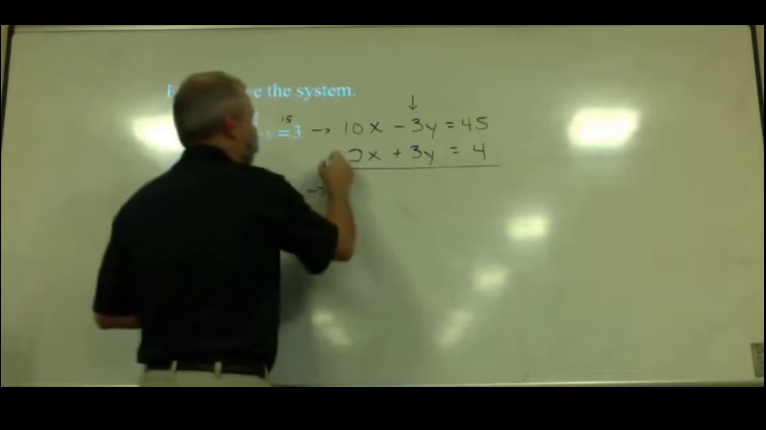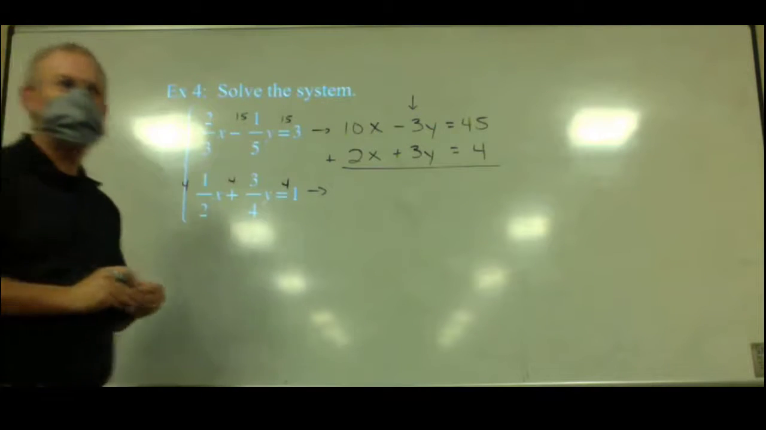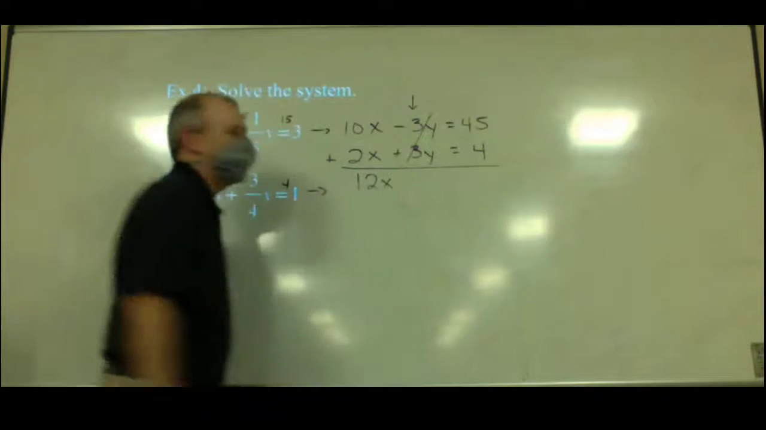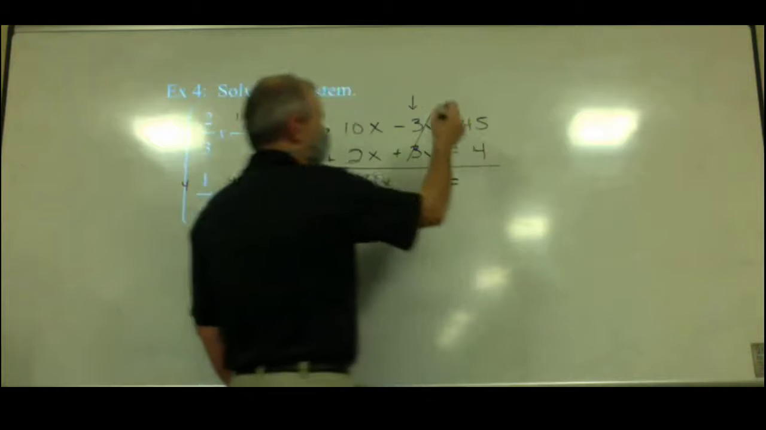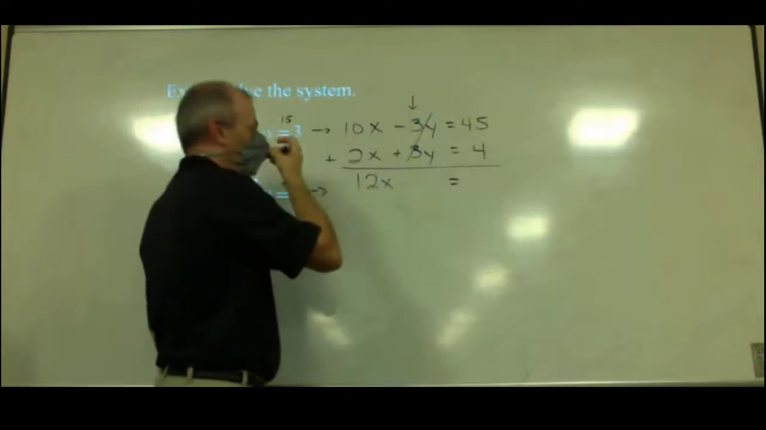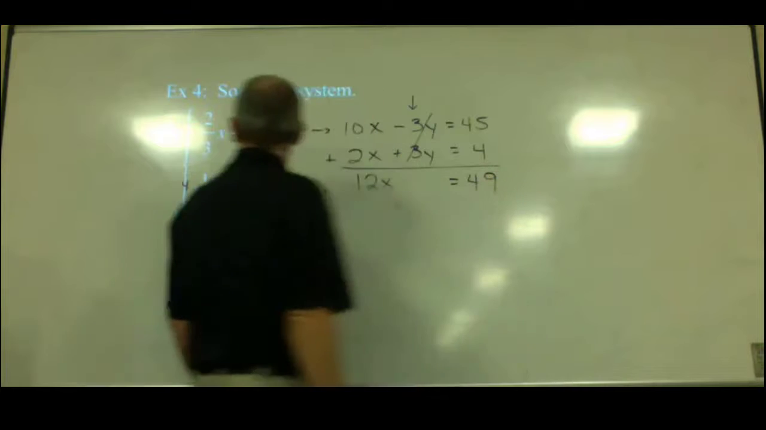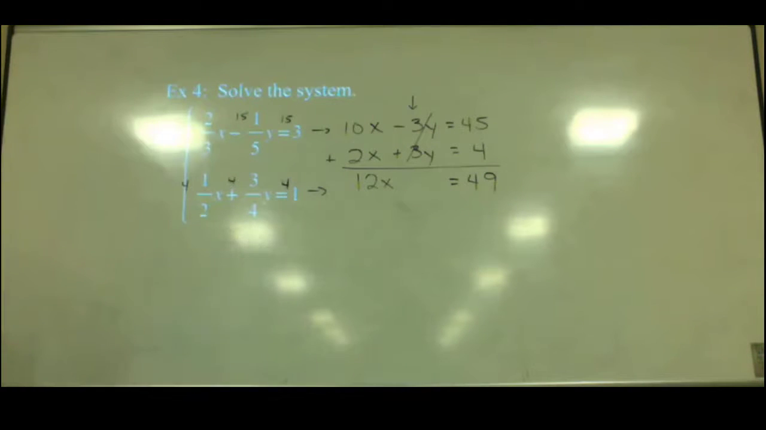So we're going to add these together. What do we get when we add the 10x and the 2x? 12x. We said those are opposites. They're going to cancel to be 0y, which is just 0. And then 45 plus 4. Well, that's not as nice. That's 49.